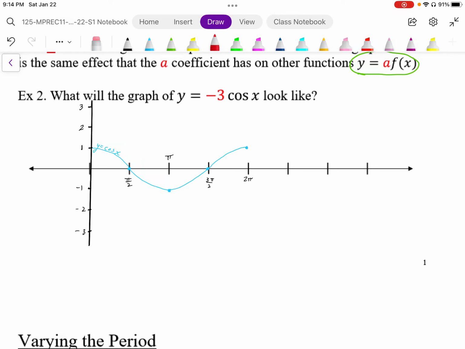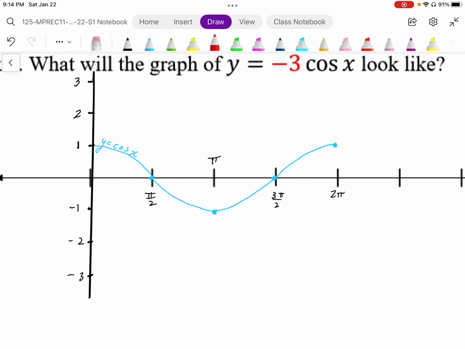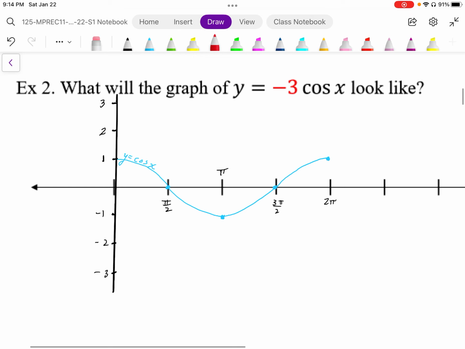So what would the graph of y equals -3 cosine x look like? So in blue, I've just drawn the regular cosine graph, starting at (0, 1), goes down to 0, down to -1, back up to 0, and back up to +1. That -3 is an outside coefficient, so it's a vertical expansion/compression factor. Now, because it's negative, it's going to vertically flip it as well.